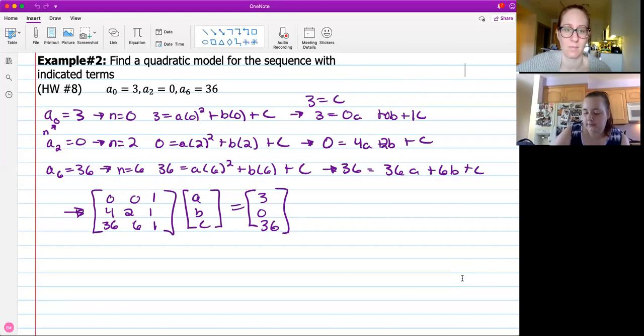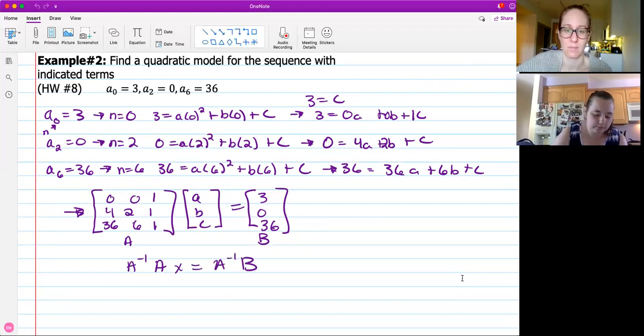And from there, you're going to find the inverse of your coefficient matrix. So let's label that A. Let's label this one B. So you're going to have A inverse times A times all your variables. I'm going to just put an X there as a placeholder. And then you're going to have A inverse times B. And you're going to end up with A, B, C is equal to 1.75, -5, and 3.